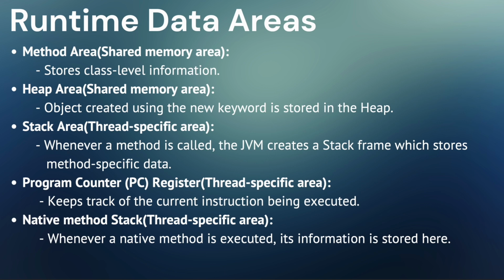The first area is the method area. This is a shared memory area where the JVM stores class level information. It contains class metadata, method information, runtime constant pool, and static fields. You can think of it as a place where the blueprint of our classes is stored.